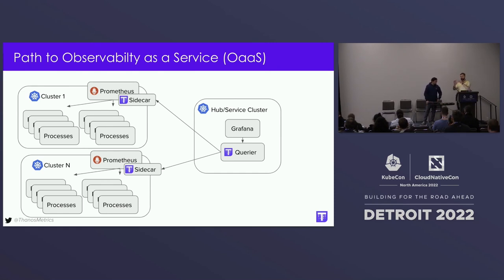So for example, you could keep your data in Prometheus and still use Thanos Query in a remote location to have something we call global view. So essentially, you are able to aggregate data from multiple sources.